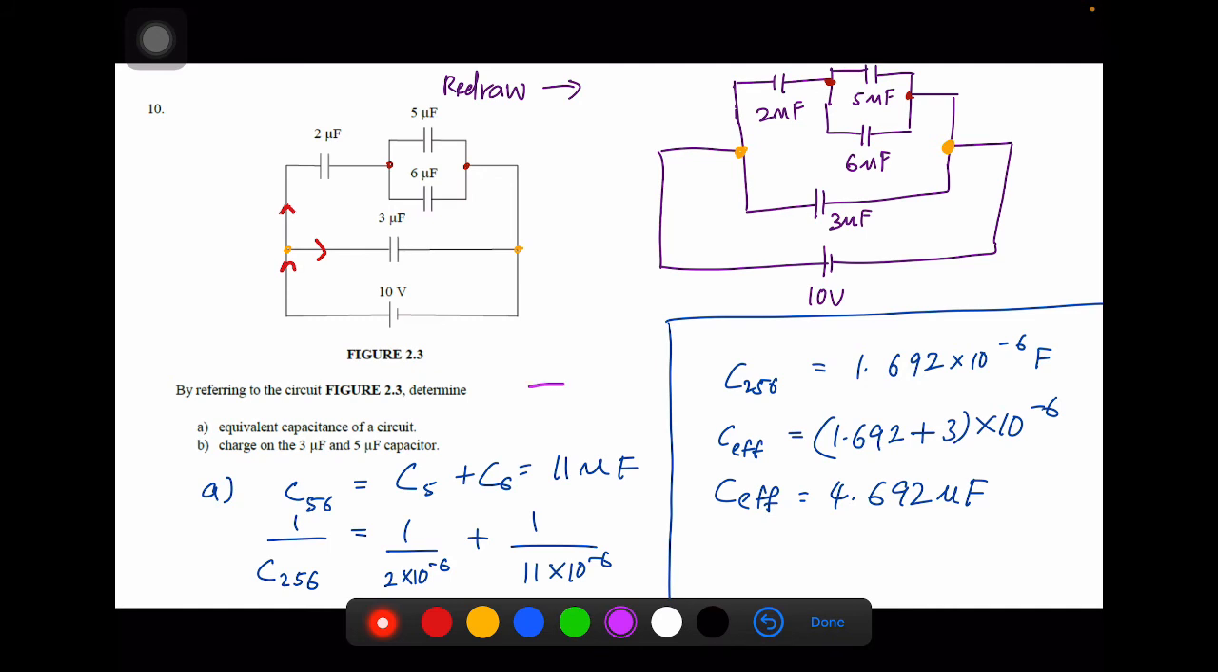Maybe I can draw it here. C256, and then down here I got C3. So I just have to add because this one is in parallel. Add that up, and then I get C effective. Okay, the next question, they want to find the charge on 3 and 5. This one is a bit tricky because it is actually inside here. So whether you like it or not, you have to solve almost all of the question. So before anything, start with finding the Q0.